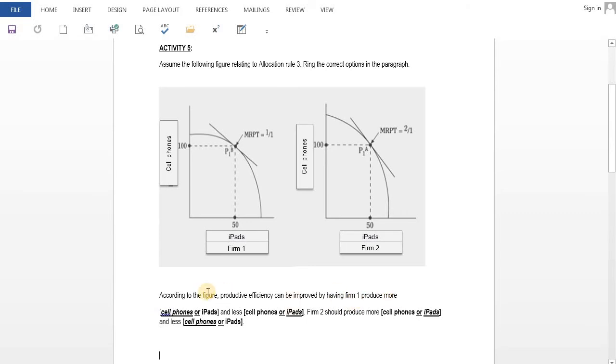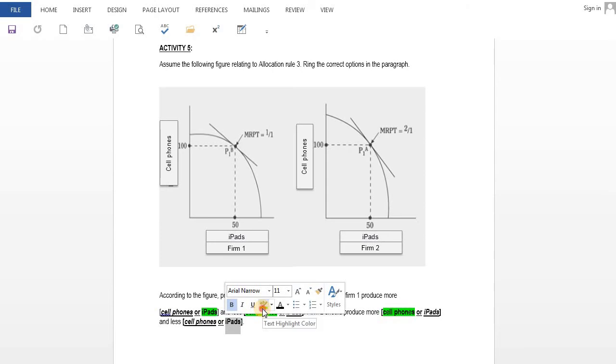because by just looking at this ratio, we can say more iPads and less cell phones for firm 1, and firm 2 should produce more of, because by looking at this we can tell that firm 2 can produce more cell phones and less iPads, because we're trying to determine which product a firm is strong, or rather effective, at producing.